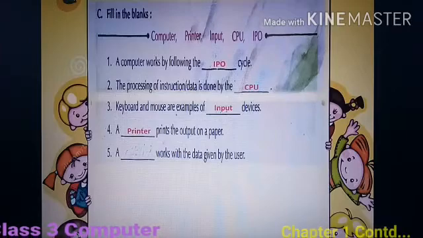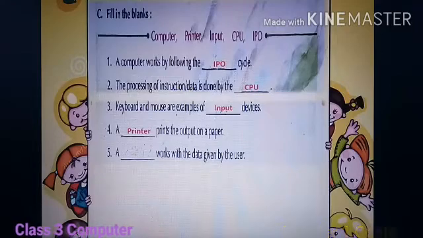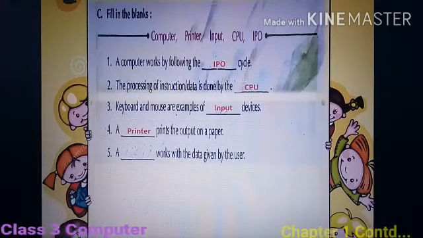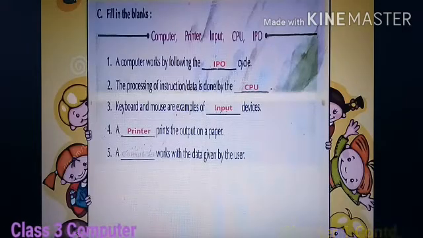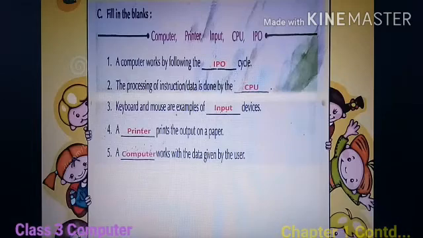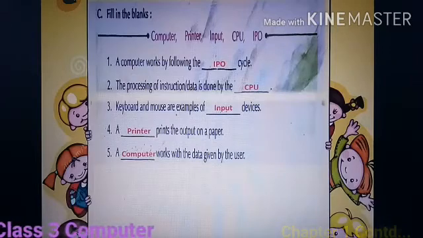Then, the last question in fill in the blanks is, a dash works with the data given by the user. Yes, you are right. Computer works with the data given by the user. A computer always follows the instructions given by the user.